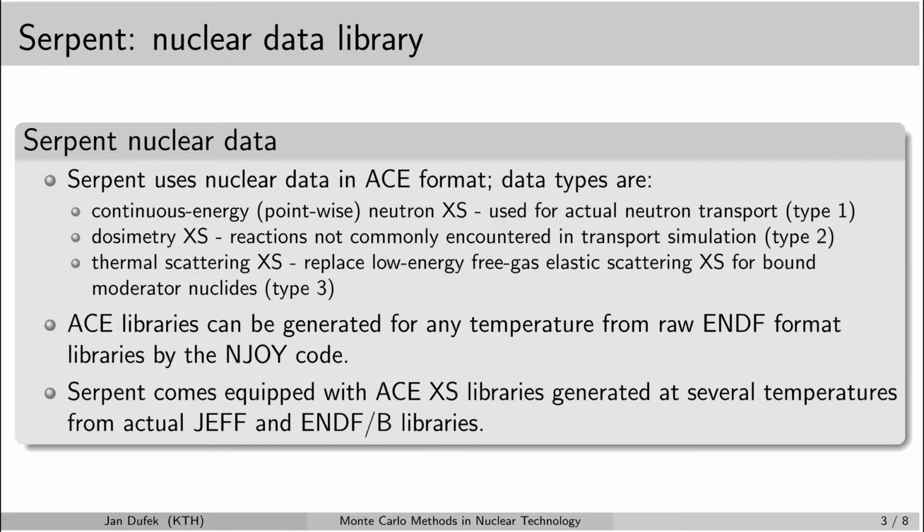The ACE format library contains data of three types. So the type 1 data are the continuous energy neutron cross-sections. These are also called sometimes the point-wise cross-sections because the dependence on the neutron energy is tabulated, so it's present in the library for different values of the neutron energy, and this dependence may be described by several hundreds or thousands or hundreds of thousands points.